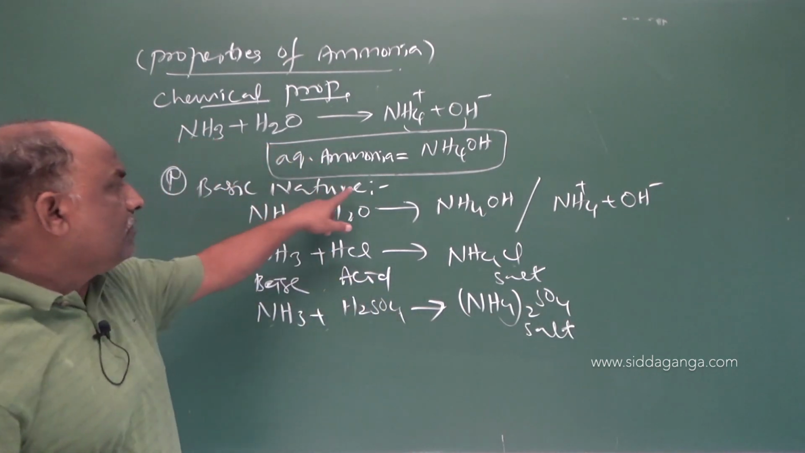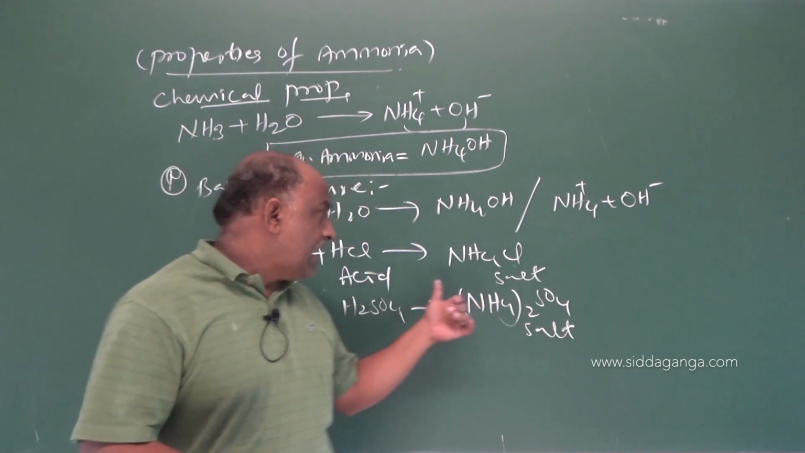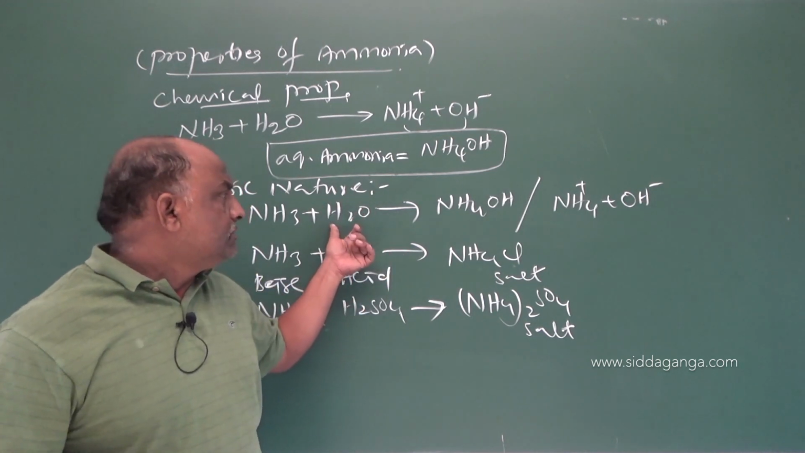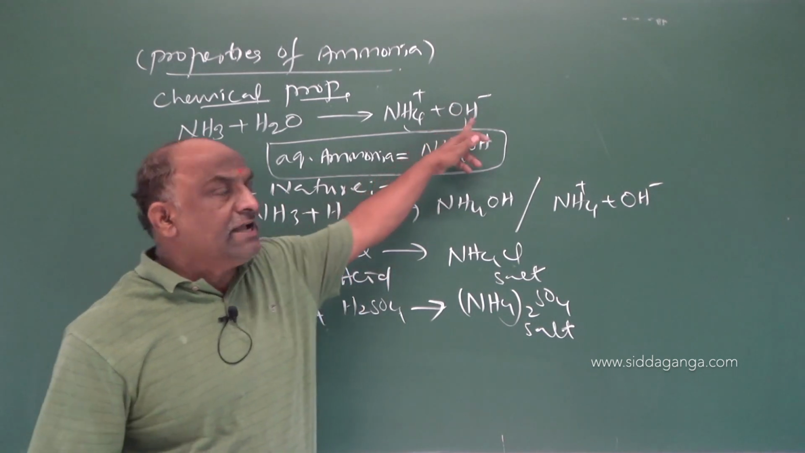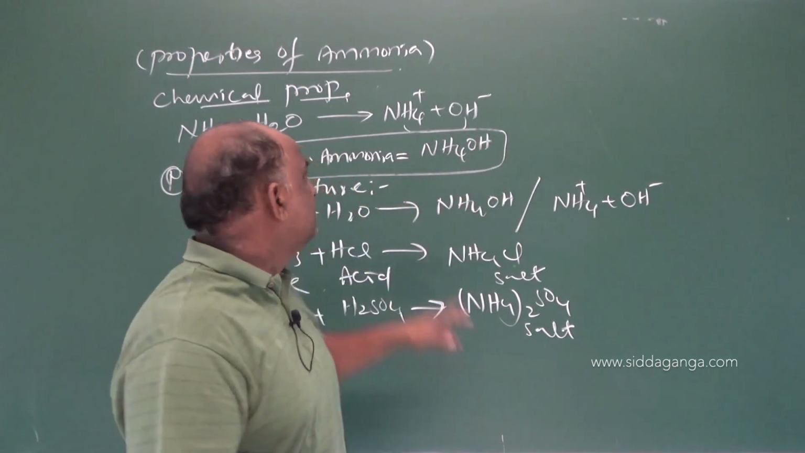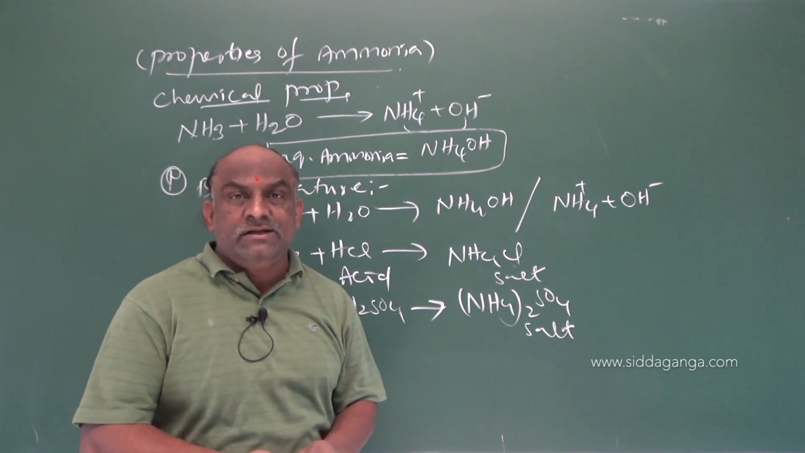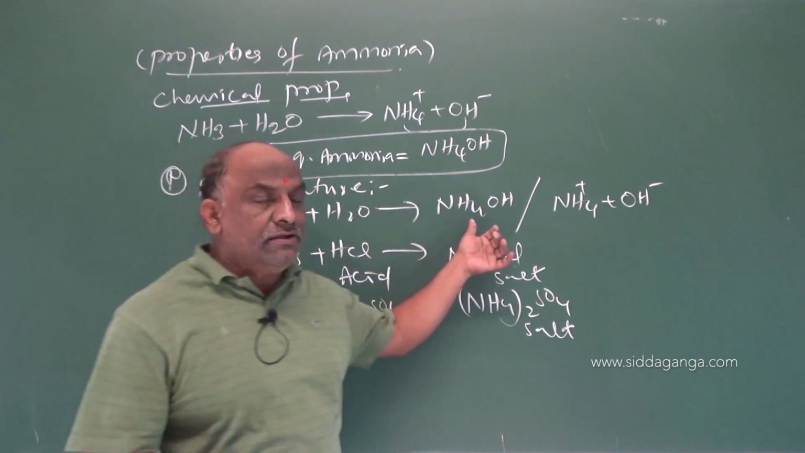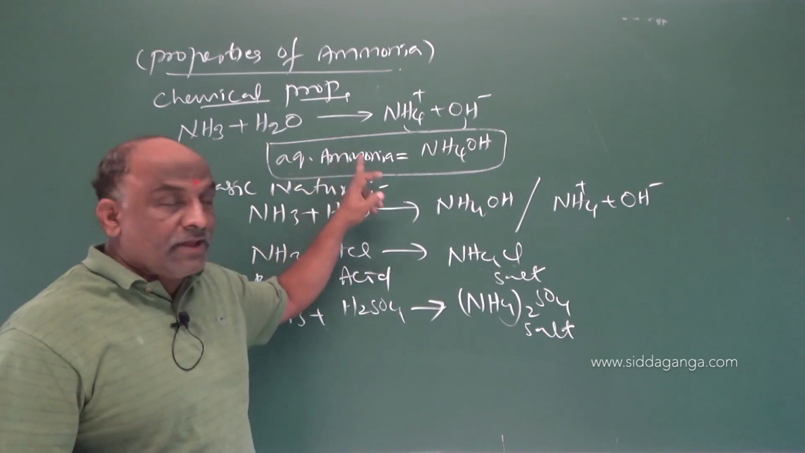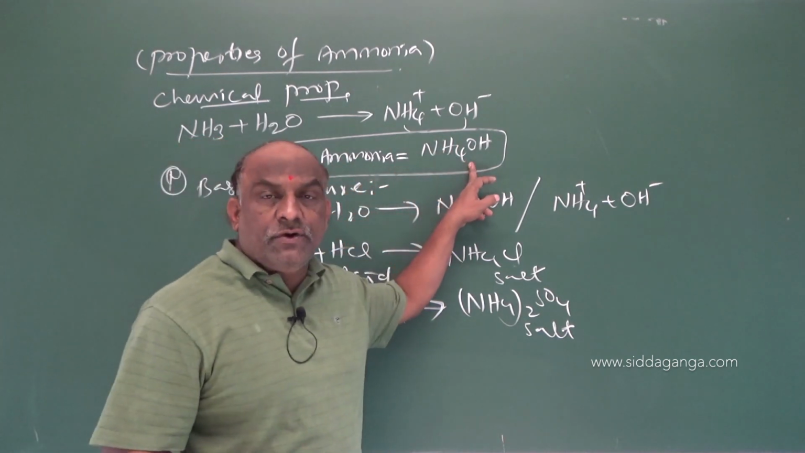So the basic nature of ammonia can be explained in the form of reaction with acids and reaction with water. When it is dissolved in water, this ammonia produces which ions? OH minus ions. A substance which can produce OH minus ions in aqueous solution is called a base. So ammonia is a weak base. When dissolved in water, it gives rise to aqueous ammonia. What is aqueous ammonia? Aqueous ammonia is NH4OH.